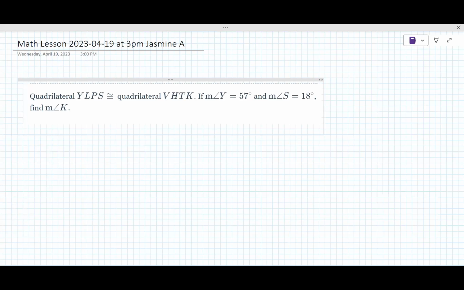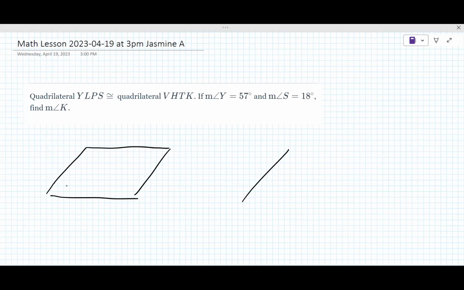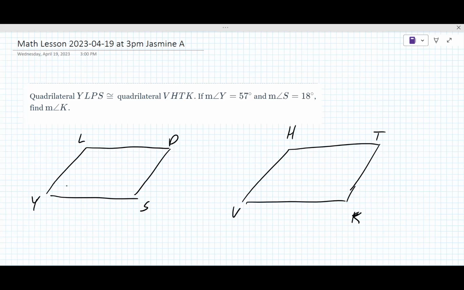All right, so the two quadrilaterals here, make them really simple. Don't overdo the drawing here. YLPS, VHTK. You want to label them the same way, meaning in the same kind of direction. Y is 57, so V is 57. If S is 18, then K is 18, okay? So they want you to find the measure of angle K, and we have done that.